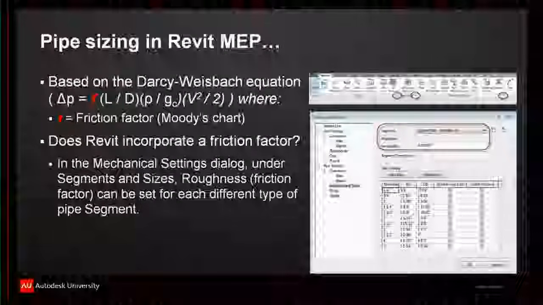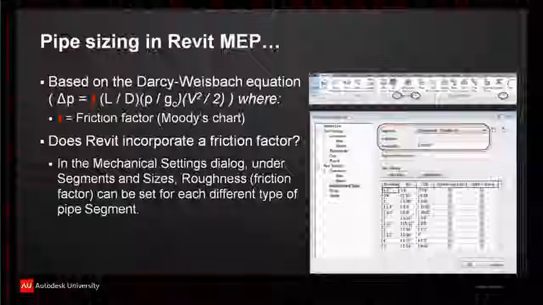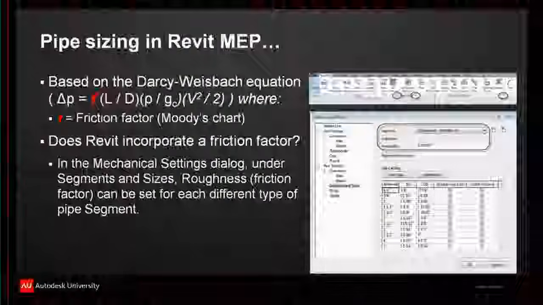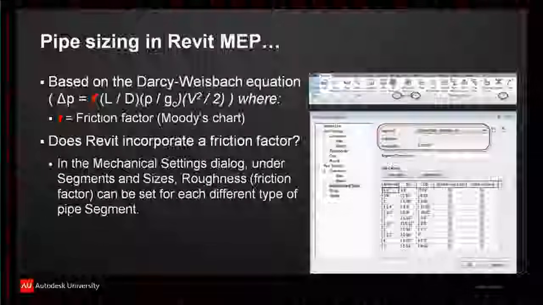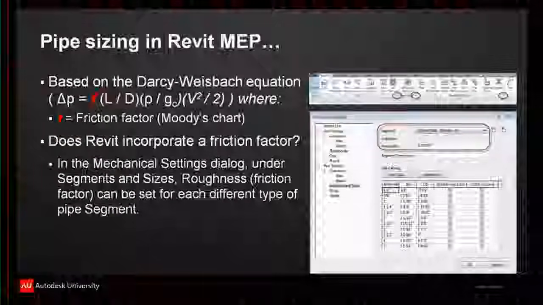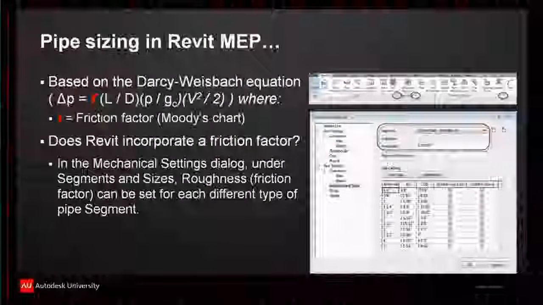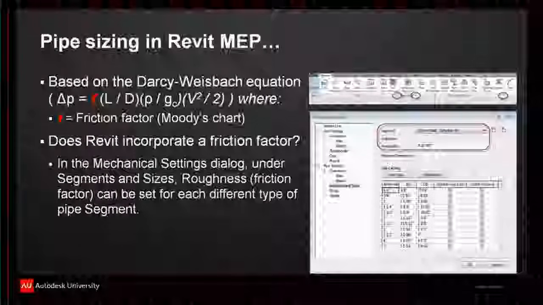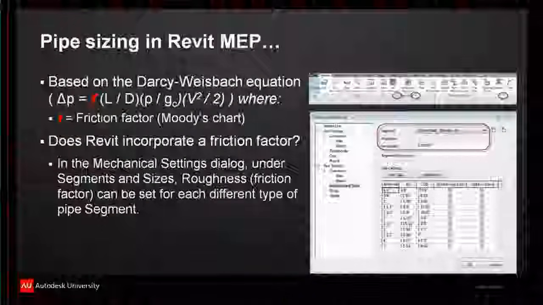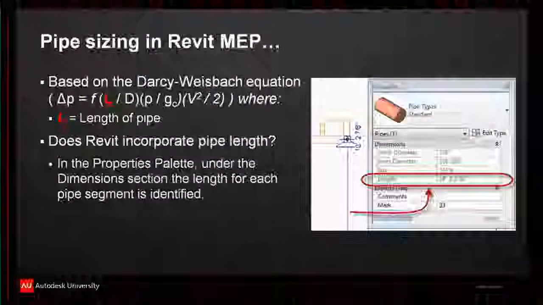So let's take a look at f. What is f? Well, f is the friction factor again. Okay? Can a friction factor be applied to piping within Revit? Yes, it can. If you go to the mechanical settings and get into the segments and sizes, you can begin to apply friction factors for the various types of pipes. Okay, so if you have carbon steel, if you have PVC, if you have copper, you can begin assigning those friction factors inside of Revit MEP. Okay? What is L?